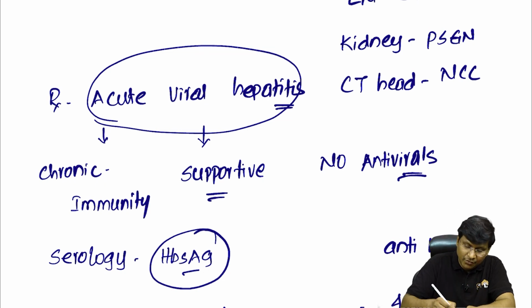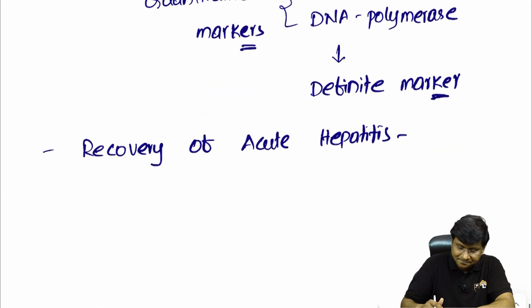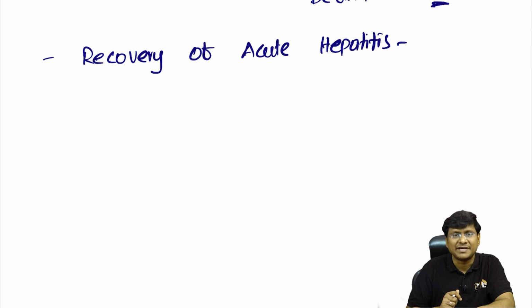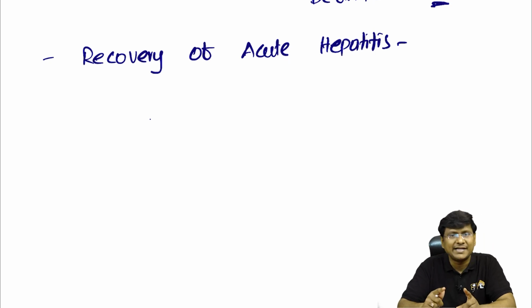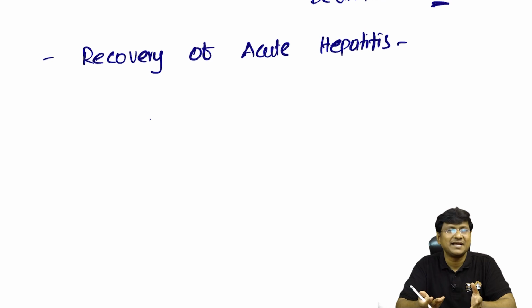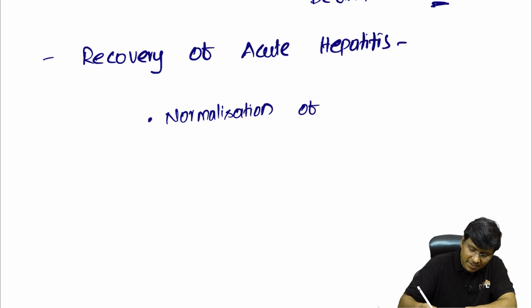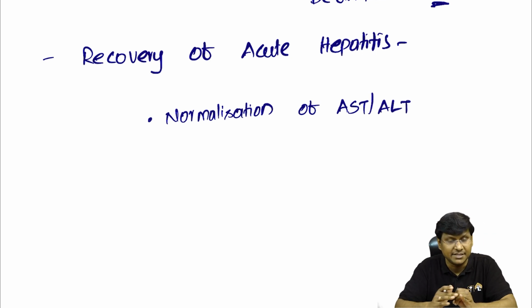Okay? But when this acute viral hepatitis is recovering, what will be the markers? The recovery of acute hepatitis is accompanied by, what did I tell you in acute hepatitis? The enzymes are elevated, SGOT and SGPT. So there will be normalization of the AST as well as the ALT.